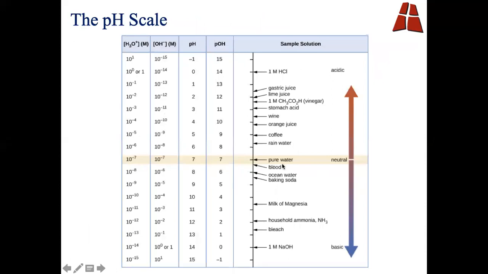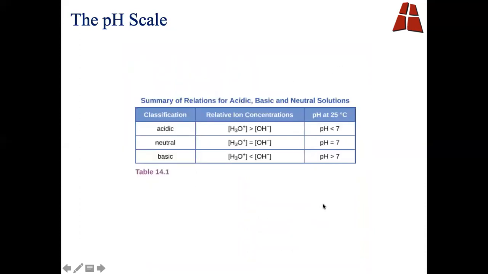Just to ground you in what things are, that was a lot of math. Basically, once we have a 1 molar solution of a strong acid like hydrochloric acid, we end up at a pH of 0, and then things get less acidic from there. We have some common examples: wine, orange juice, coffee, rainwater, pure water, and then things that are a little bit basic: your blood, ocean water, baking soda, ammonia, bleach, all those good things.